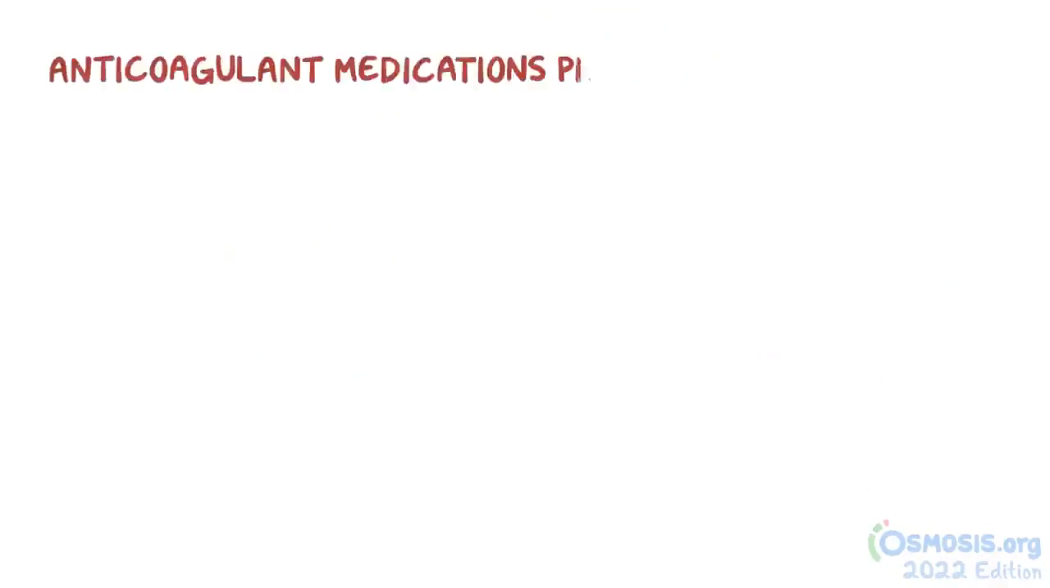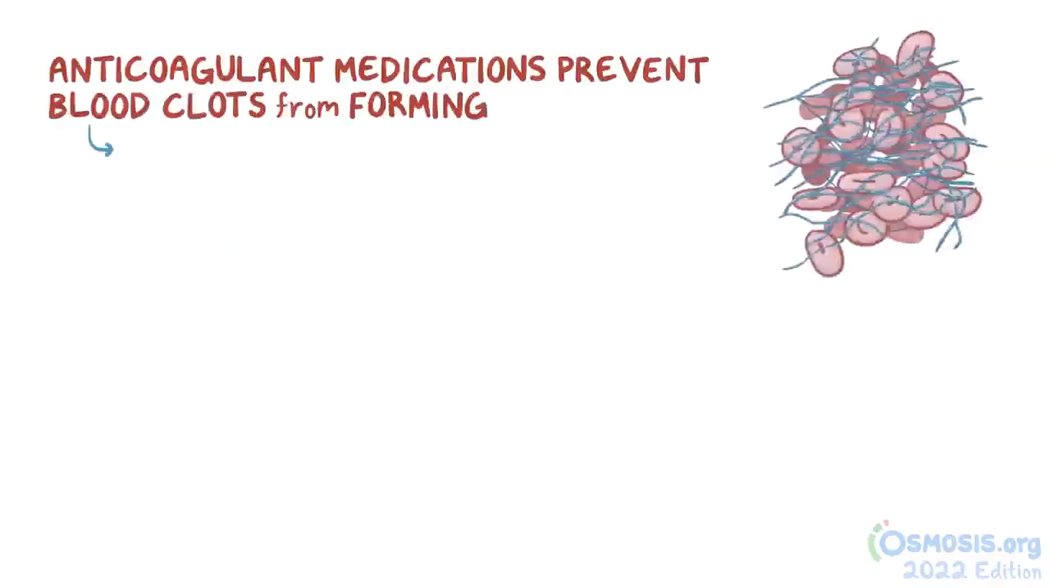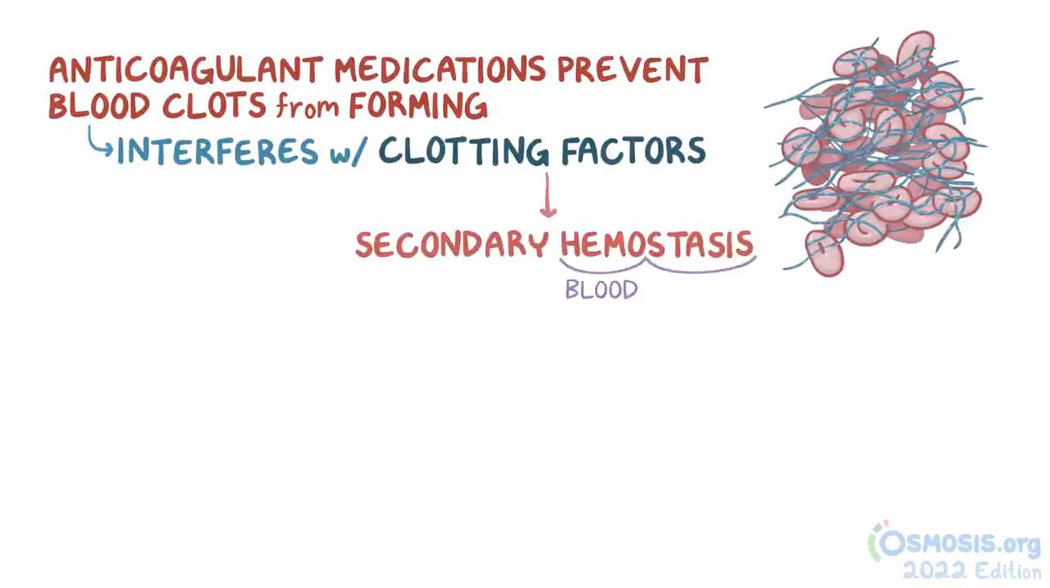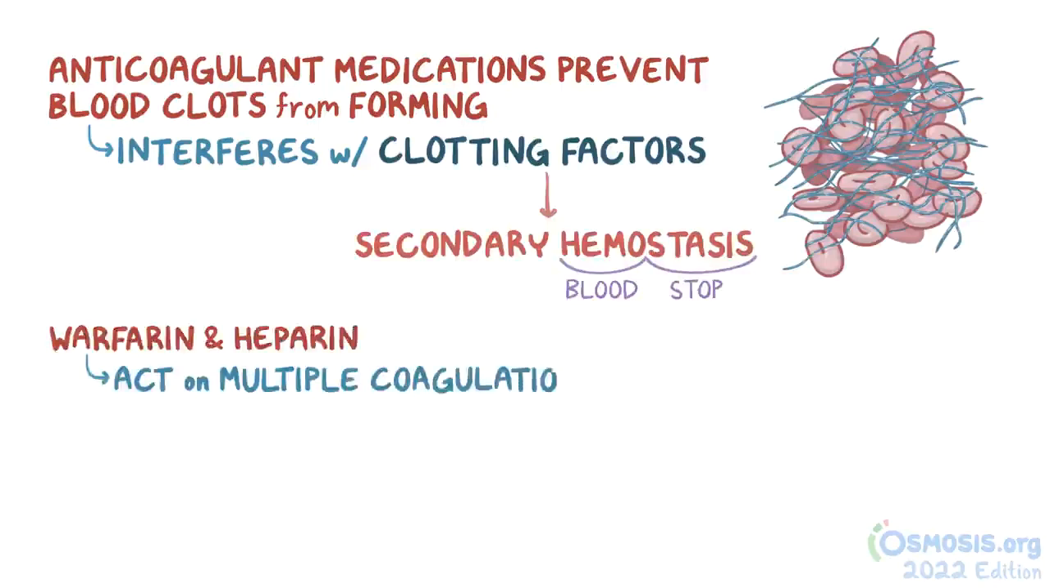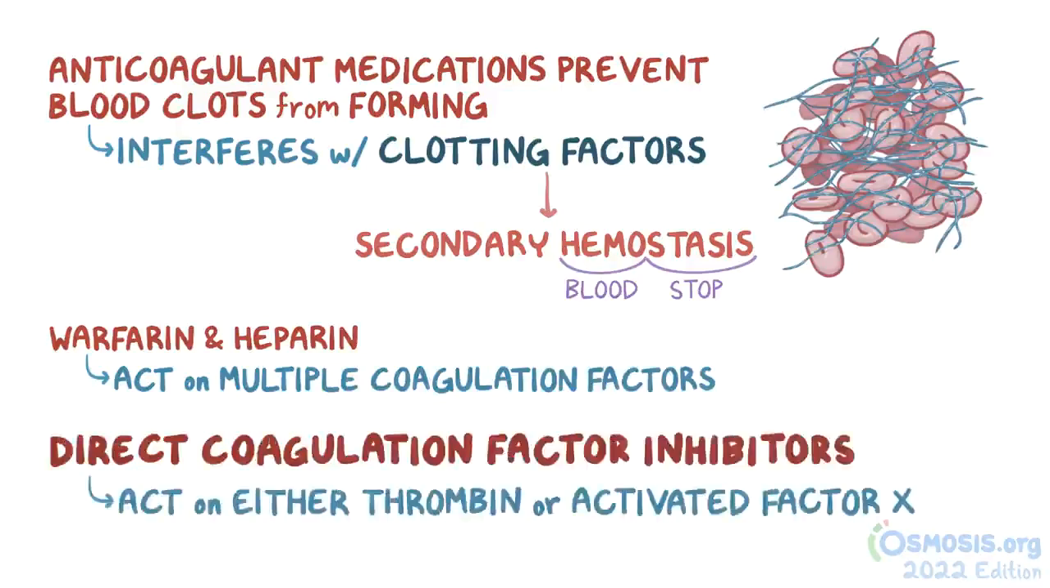Anticoagulant medications help to prevent thrombi, or blood clots, from forming. These medications work by interfering with the normal function of proteins called clotting factors, in a chemical process called the coagulation cascade, or secondary hemostasis, where hemo refers to blood and stasis means to halt or stop. While the most common anticoagulants like warfarin and heparin act on multiple coagulation factors, in this video we're going to focus on anticoagulants that work on a single coagulation factor, either thrombin or activated factor 10.